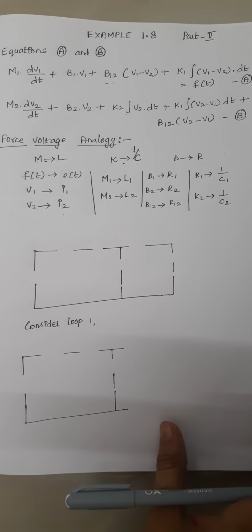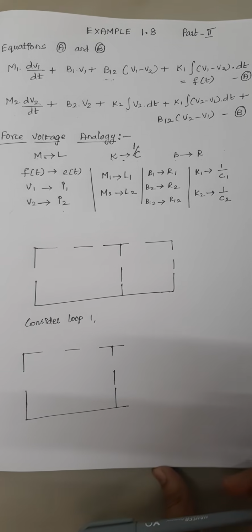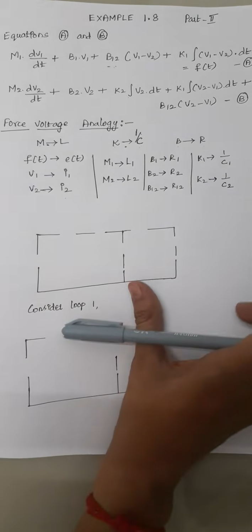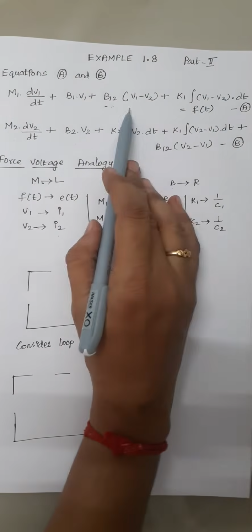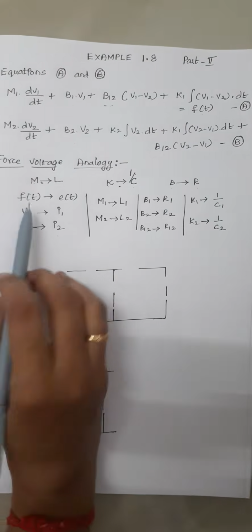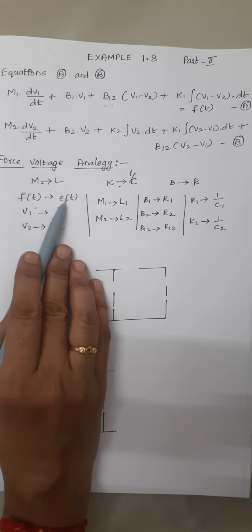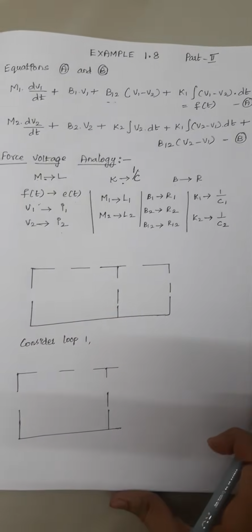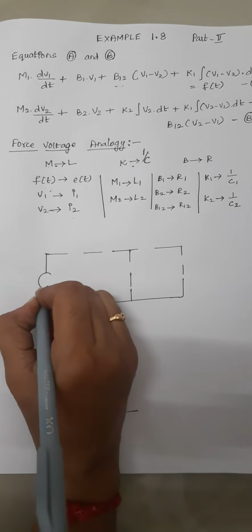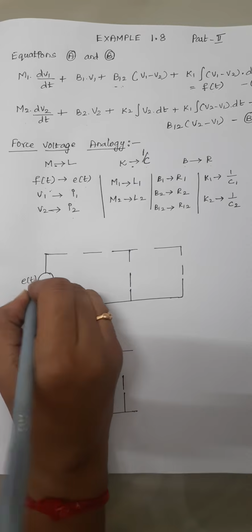If you have any doubt, kindly refer to my previous video where I have discussed in detail force voltage and force current analogous circuits. Now I am going to draw the equivalent electrical circuit here. Just consider your equation 1. Here we have an f of t, right? This f of t gets converted into, that is, it is represented as an E of t in the force voltage analogy. So first I am representing a voltage source here. This is your E of t.